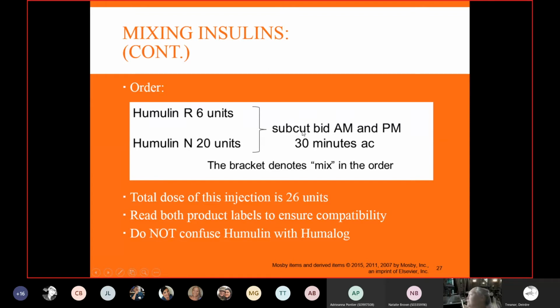This is a really weird expression of sub-Q. Twice a day, AM and PM, so in the morning and night, 30 minutes before a meal. So the total dose of insulin that you're going to give is 26 units. Make sure you check for compatibility. Being as they're both Humulin, I'm pretty sure they're compatible. But don't confuse Humulin with Humalog. Humalog is a rapid acting insulin, so you really don't want to get those confused.